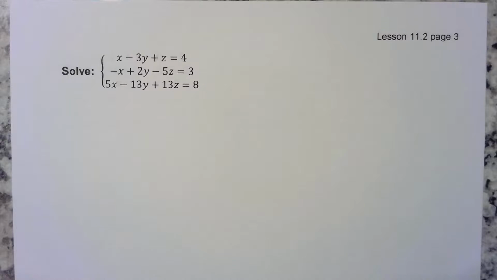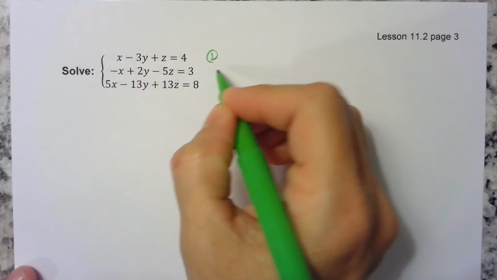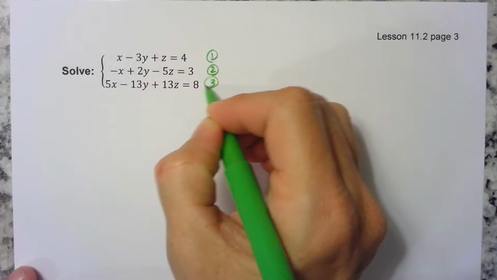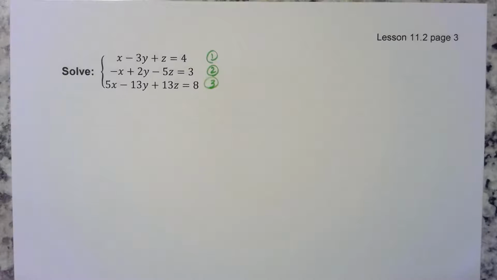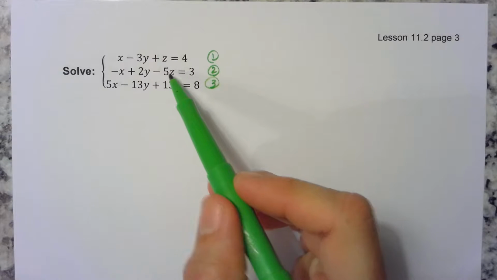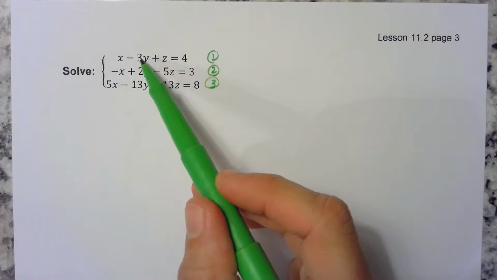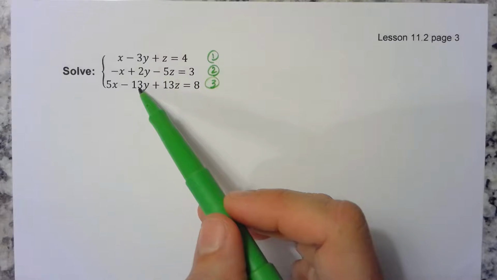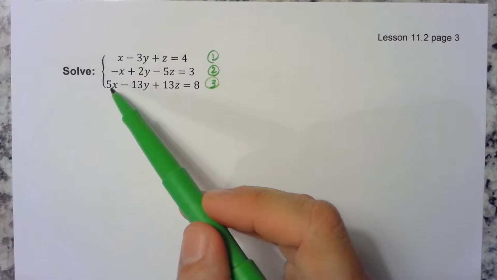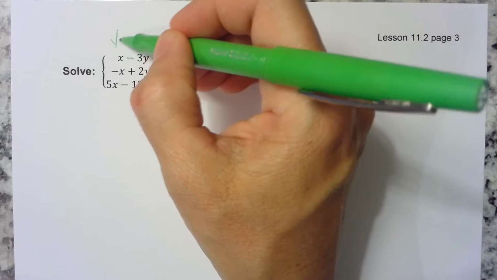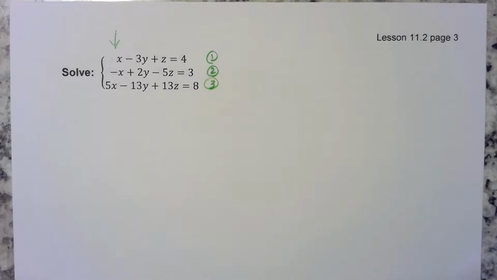Well, let's do all that again. I'm going to number my equations 1, 2, and 3. We have a 1, a -5, and a 13. -3, a 2, and a -13. A 1, a -1, and a 5. Again, it looks like x's may be the easiest to eliminate.